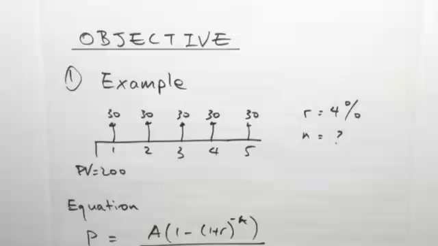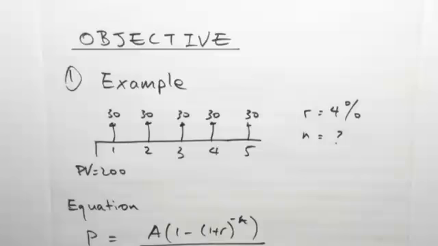The situation is that we have some number of annuity payments where each of them is 30, and we know that the present value is $200, and we want to work out how many annuity payments we actually need. For this example, I'm going to go through it using both the equation method as well as the interest rate method.